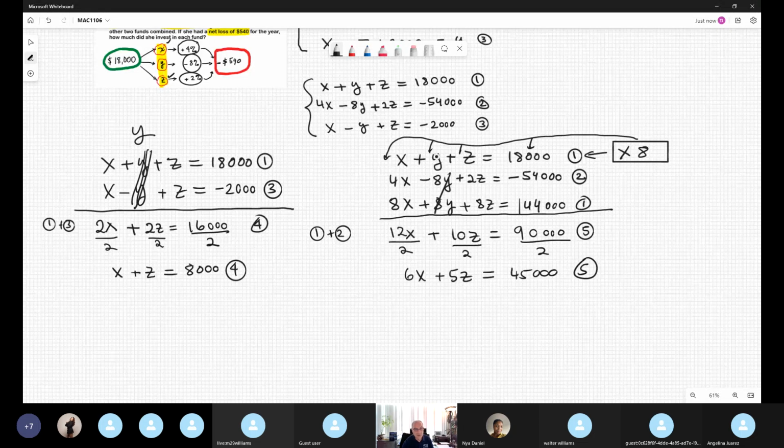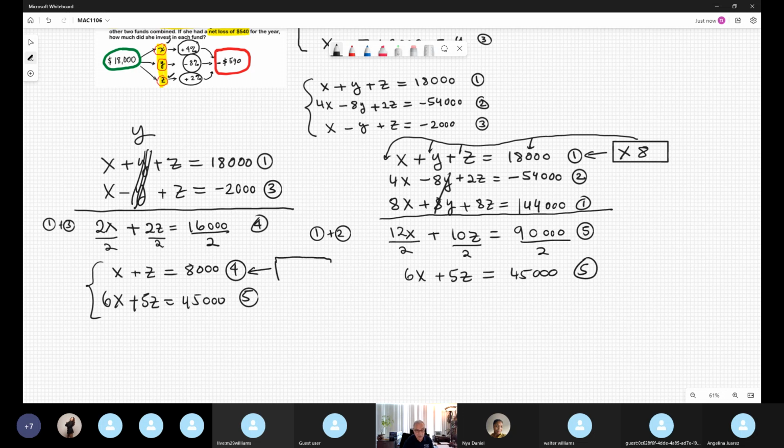And you put together 4 and 5. 6x plus 5z equal 45,000, equation 5. And this will almost finish because right now we have a system of 2 equations and 2 unknowns, x and z. Okay, super. What should I do? Well, there are many ways, not infinity, but there are a lot of combinations.